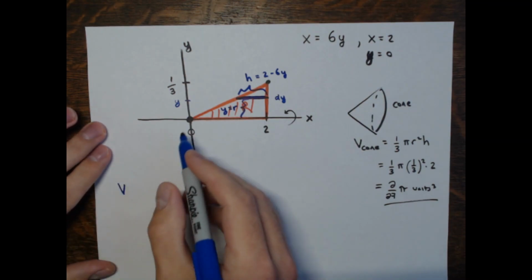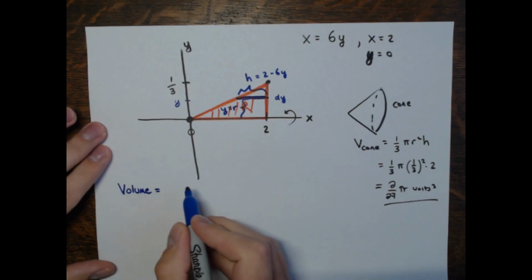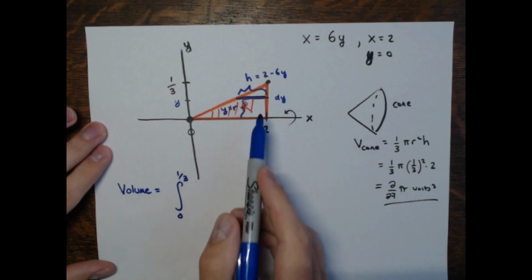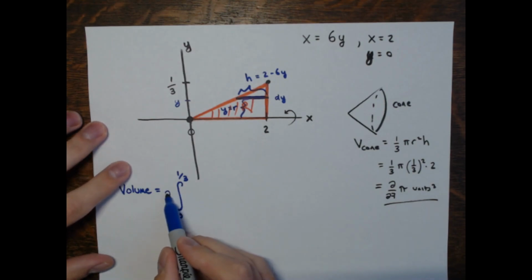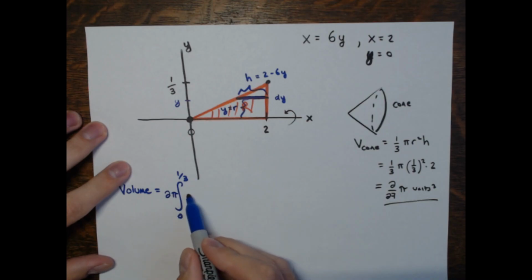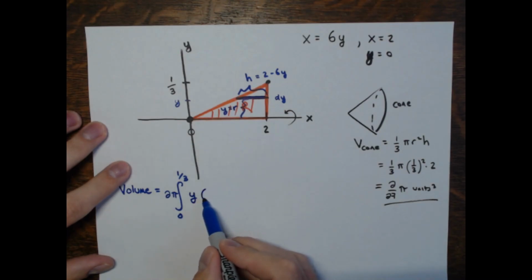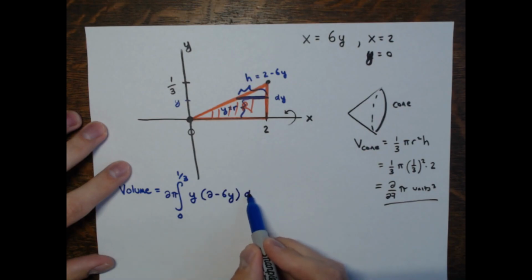So the total volume, I'd be doing this for every y value from 0 to 1/3. The total volume would be the integral from 0 to 1/3 of the volumes of each of these shells, the shells created by rotating these thin rectangles around the x-axis. That'd be the circumference, 2 pi times the radius, which is just y when I write it in terms of y, times the height, 2 minus 6y, and then times the thickness, dy.